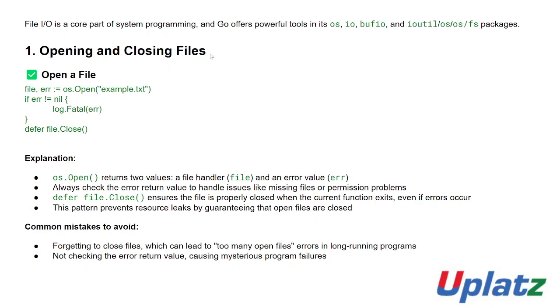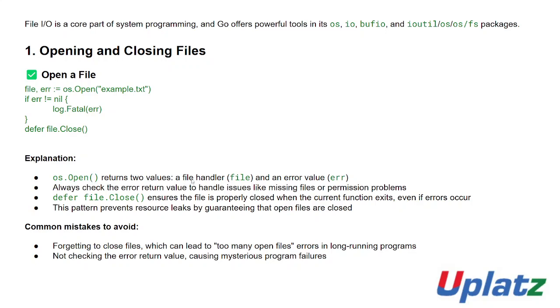Opening and closing files. Open a file: file, err := os.Open("example.txt"). If err is not equal to nil, so if error has some value, then log.Fatal(err). Now defer file.Close(). Explanation.